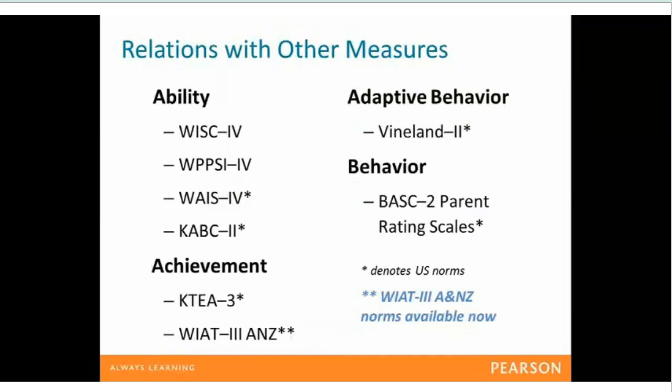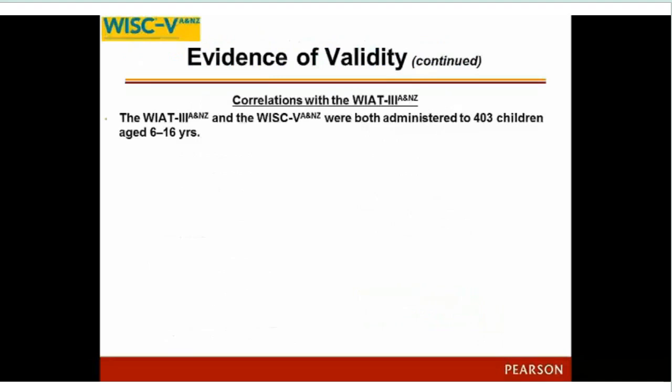Another part of validity is looking at how the WISC-V relates to other measures. We can look at how it relates to the WISC-IV and also some of our achievement measures like the KTEA-3 and the new WISC-IV Australia-New Zealand. We have norms collected from the WISC-IV and the WISC-V on children. That means that we have linking tables to link those two tests together.